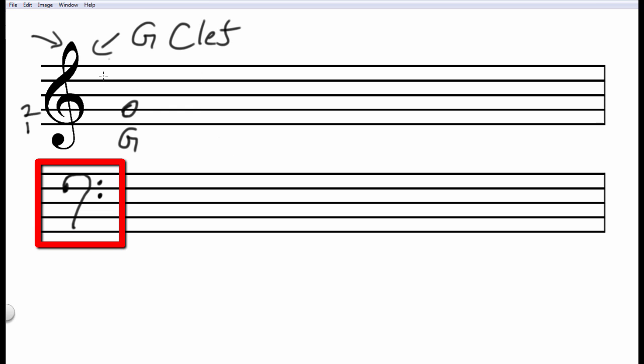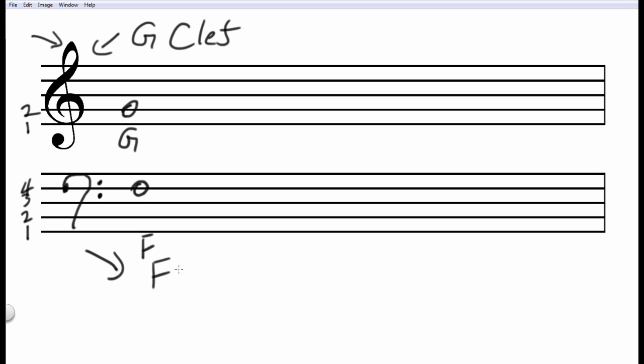If we look at the bass clef, the 4th line here, we have 2 dots. The 4th line in the bass clef is an F. So another name for the bass clef is the F clef.